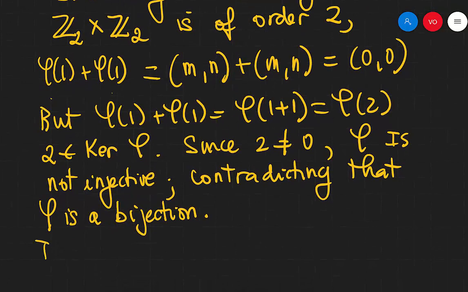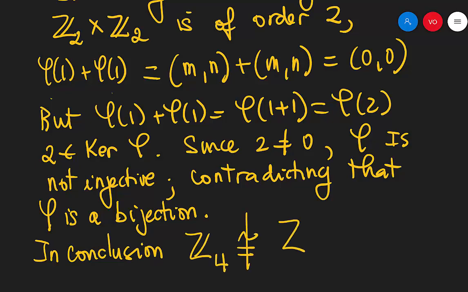So in conclusion, these two groups are not isomorphic to each other. All right.